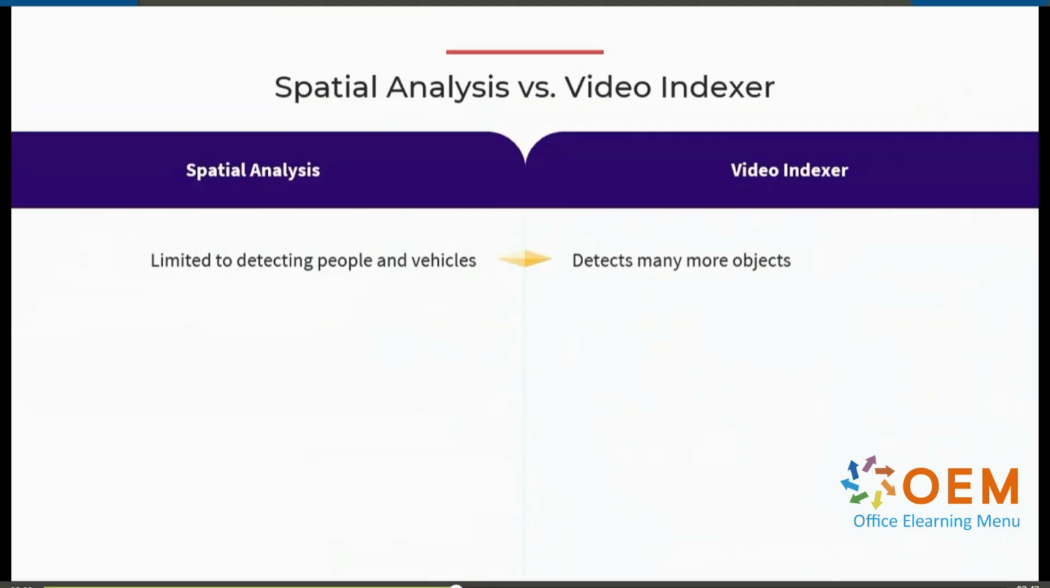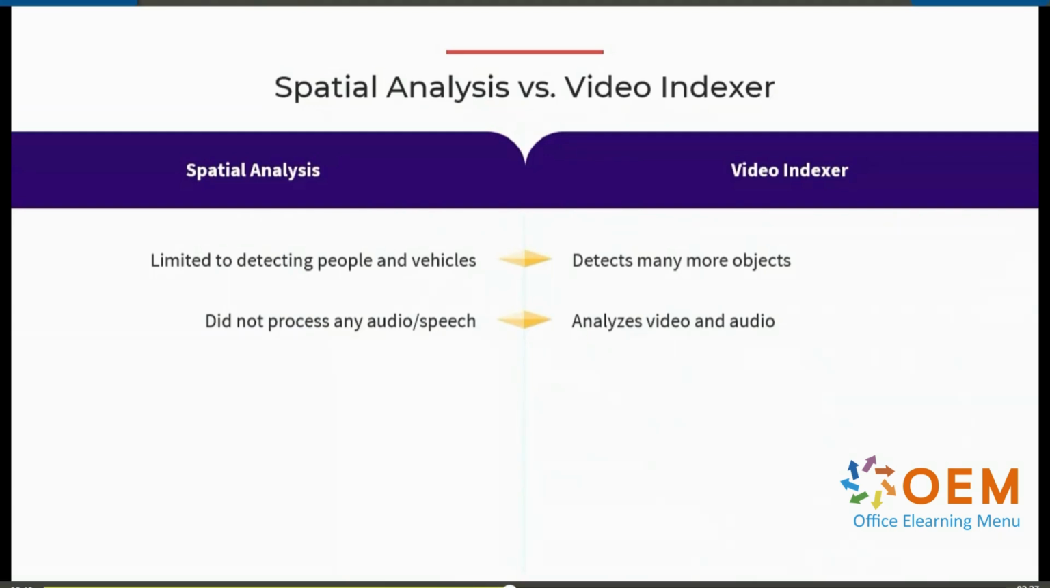Spatial analysis was entirely spatial. It did not process audio or speech at all. Video indexer, on the other hand, also includes comprehensive audio analysis and provides transcription, translation, summarization, and sentiment analysis.